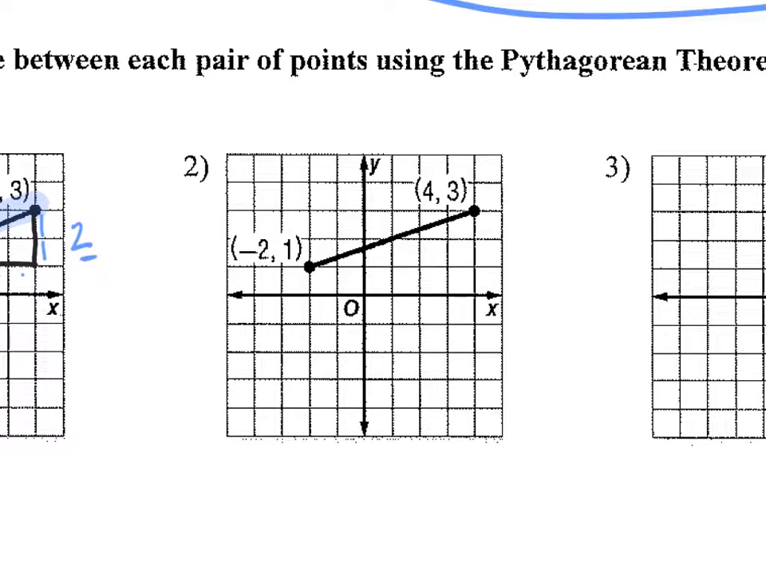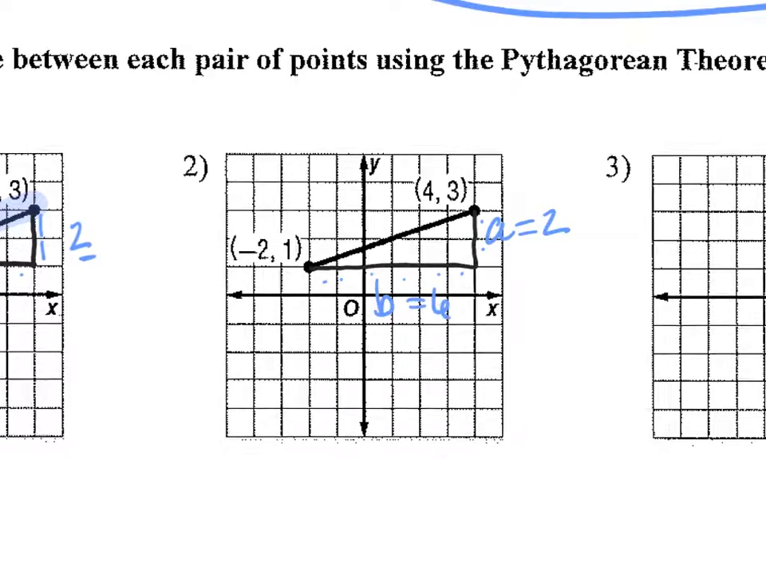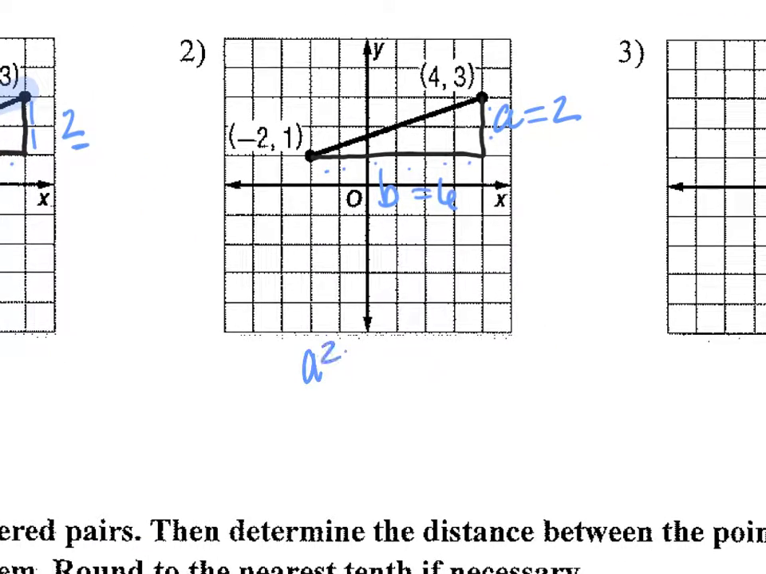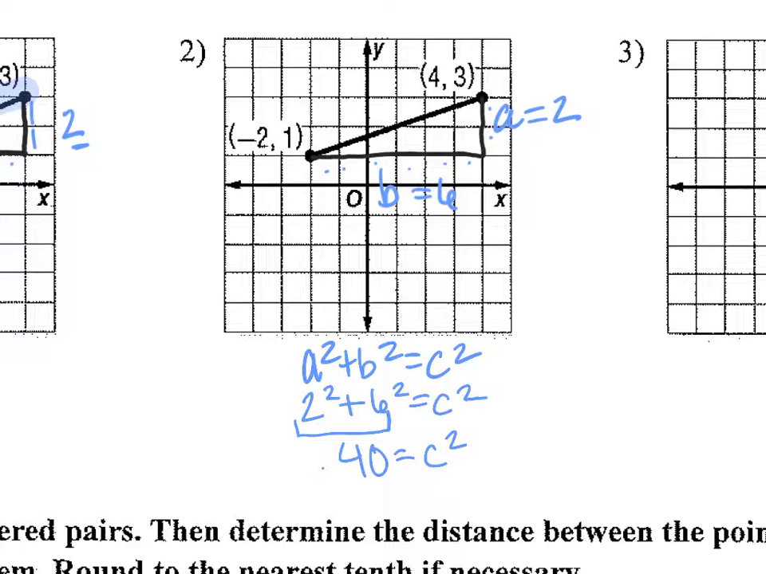Number 2, same thing. Connect these first of all. Make a triangle out of what they gave you, and then count your squares. So A, I've got 1, 2 squares. B down here, I've got 1, 2, 3, 4, 5, 6. And then use that formula. A squared plus B squared equals C squared. A is 2, so 2 squared plus 6 squared equals C squared. I'm going to put this in the calculator. 2 squared plus 6 squared is 40. And then find the square root of that. So the square root of 40 is 6.3.